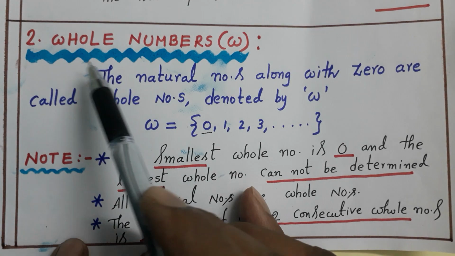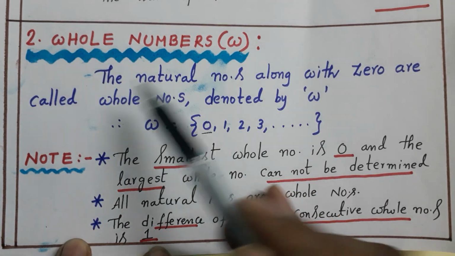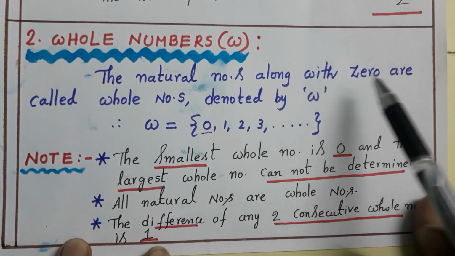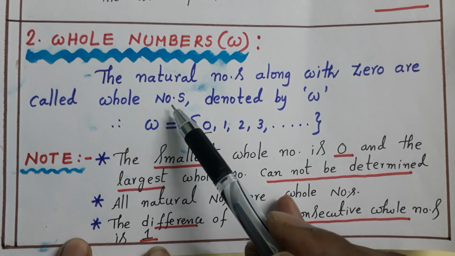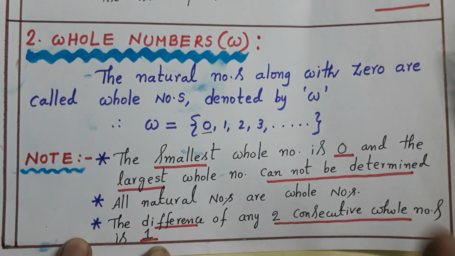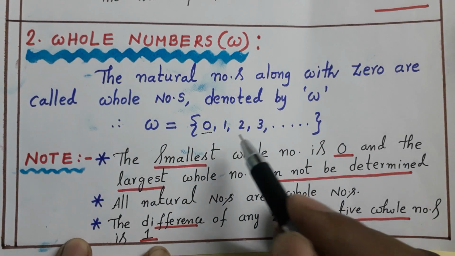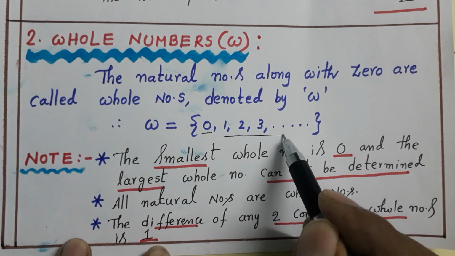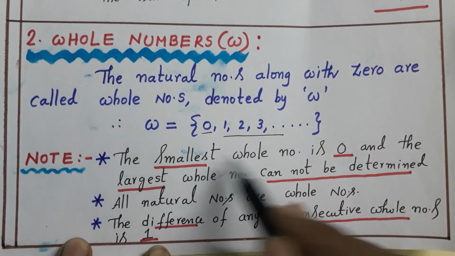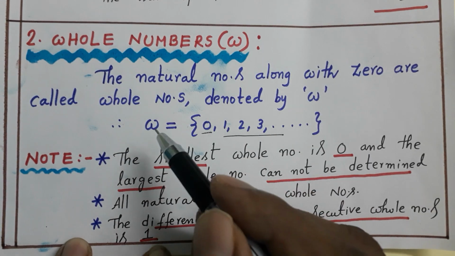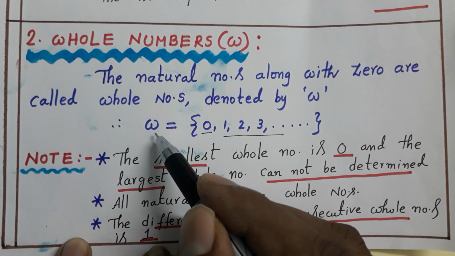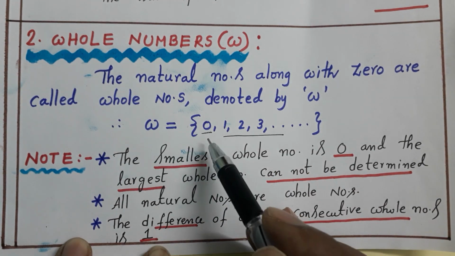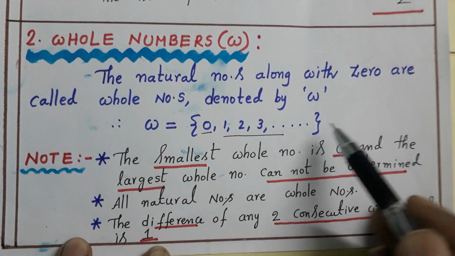Coming to whole numbers, children, the natural numbers along with 0 are called whole numbers, denoted by W. That means first of all you take natural numbers. If you add 0, that set becomes whole numbers. Whole numbers are denoted by W. So W is equal to the set of 0, 1, 2, 3 etc.